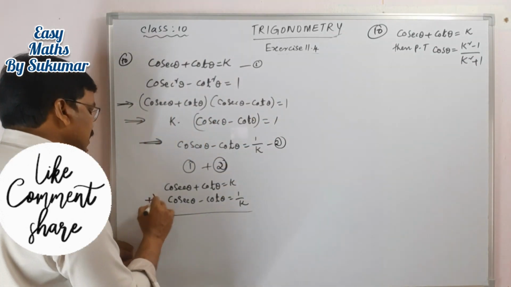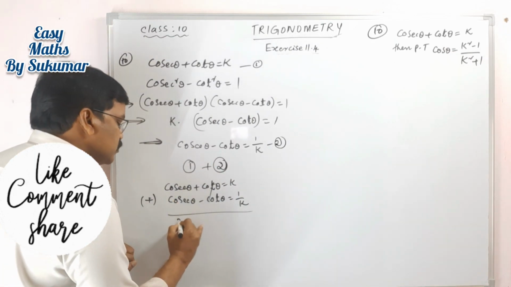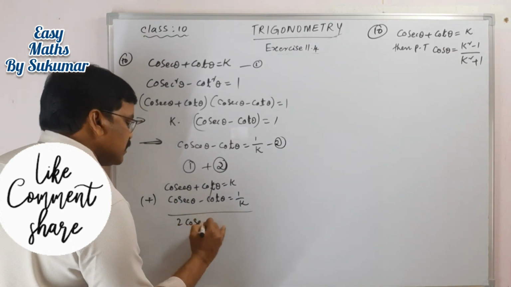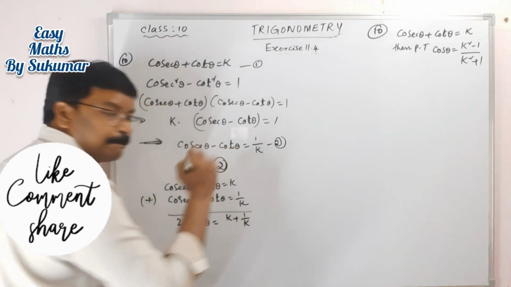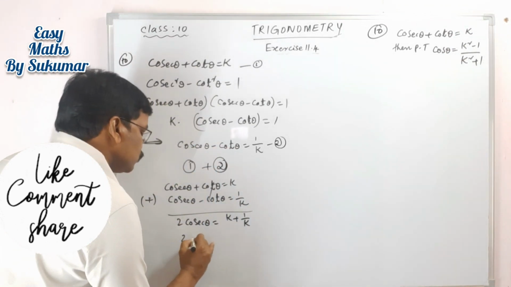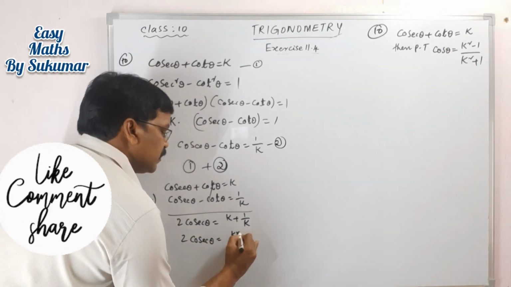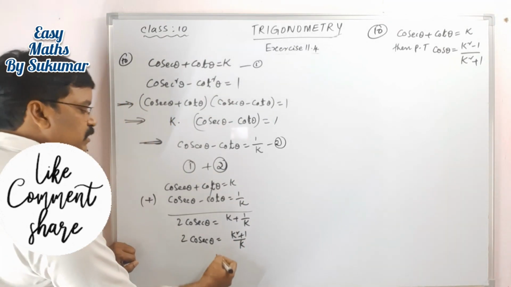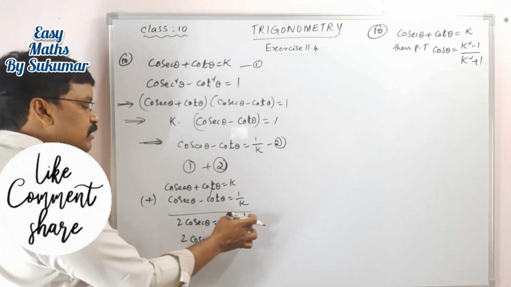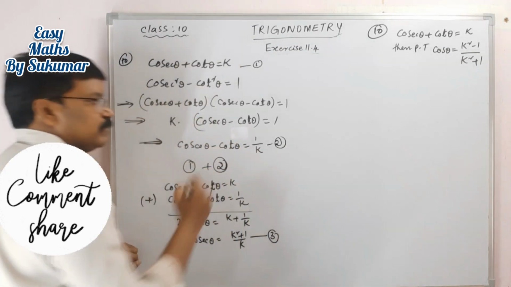Now here we are adding, that means both cot theta terms get cancelled. So cosecant theta plus cosecant theta is 2 cosecant theta, equal to k plus 1 by k. So 2 cosecant theta is equal to k square plus 1 by k, right? This is equation number 3, right?